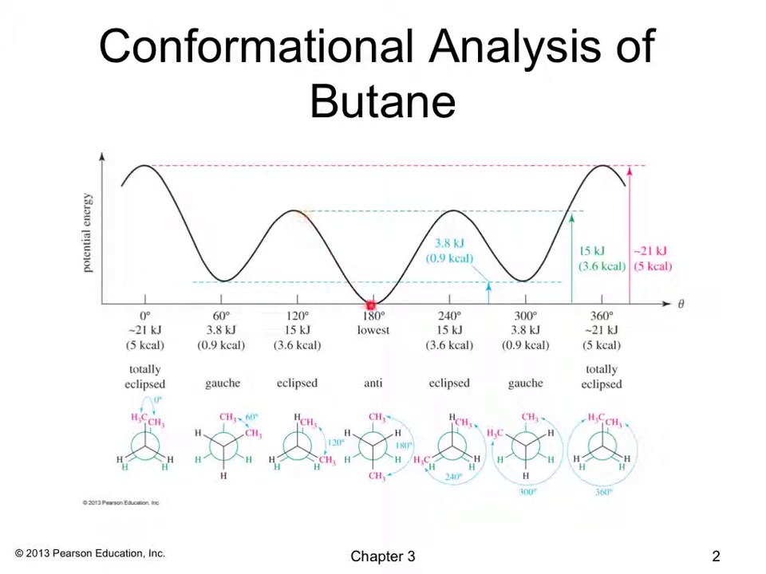And then finally, when we rotate it down to 180 degrees, that's the lowest point where there's zero, because it's an anti. We then rotate it again to 240, going back to the hydrogen-methyl interactions shown here. And then when we go another 300 degrees, we see the gauche methyl-methyl interactions. And then finally, we get back to the starting point, which is 360, the totally eclipsed conformation. So you should be able to draw these types of conformational potential energy diagrams along with all of these Newman projections, energy landscape shown here.